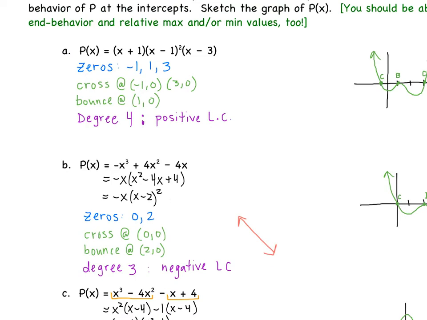There are 4 terms you will have to group in order to factor completely. List all the zeros, decide whether they cross or bounce at those zeros, and determine the degree and the leading coefficient. Come back and check your answers.